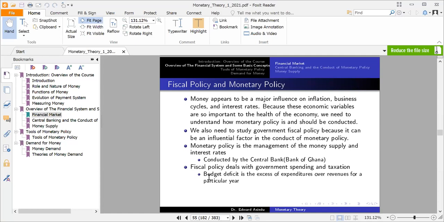Or you have to grow the base of the economy. You have to find ways of raising revenues. Okay? And if you don't produce, you cannot raise the revenues. So this is the problem we have.